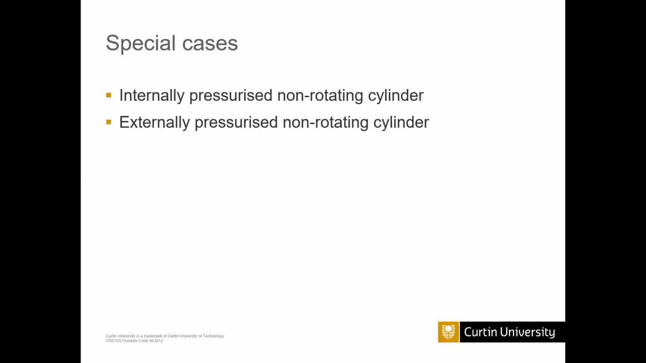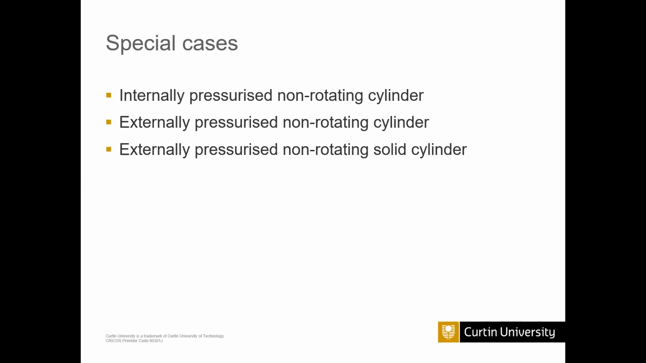Okay. Special cases. So we already derived the non-rotating cylinder equation. Now we are going to discuss the special cases with the non-rotating cylinder. First one, internally pressurized. That means there is no pressure from the external, so external pressure equals 0. And the second one, externally pressurized non-rotating cylinder. That means Pi equals 0. Internal pressure equals 0. And then externally pressurized non-rotating solid cylinder.